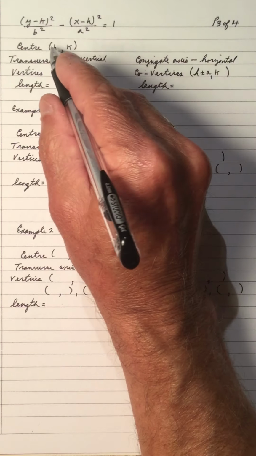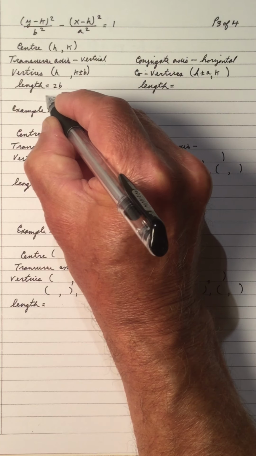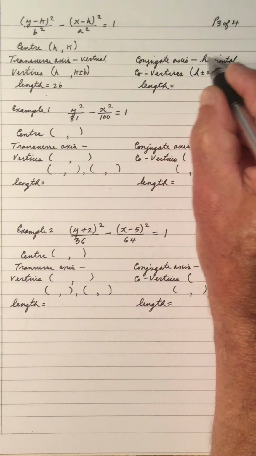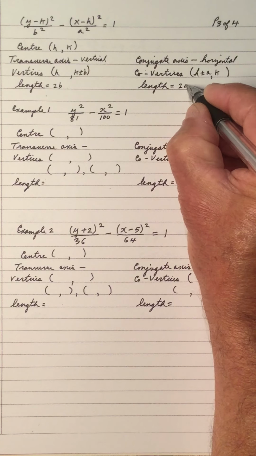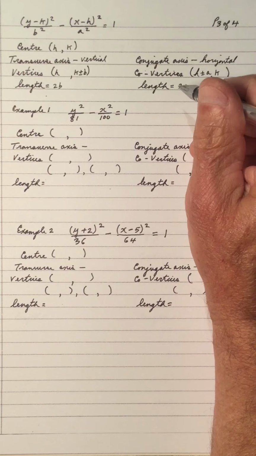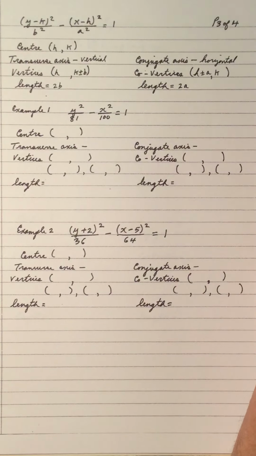The length of the transverse axis, because it's vertical, is 2 times b. And the length of the conjugate axis is horizontal, so it's 2 times a. So horizontal has the a, the vertical has the b. So let's do some examples.